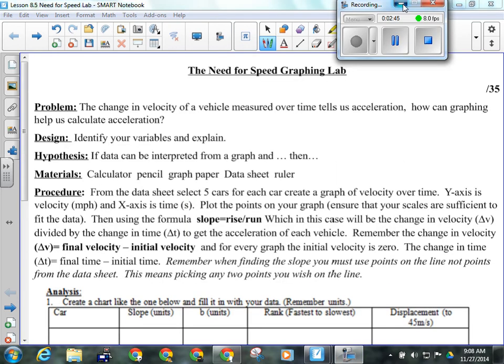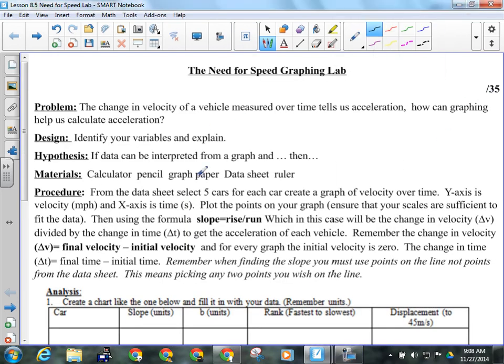So just follow along here, guys, as we go over the Need for Speed Graphing Lab. It's going to be pretty straightforward, and you're going to get a lot of it done in class today, provided you stay focused. What we're going to be doing here is looking at a lab activity where we're dealing with velocity versus time graphs. The first one we did was position versus time. This one's velocity versus time.